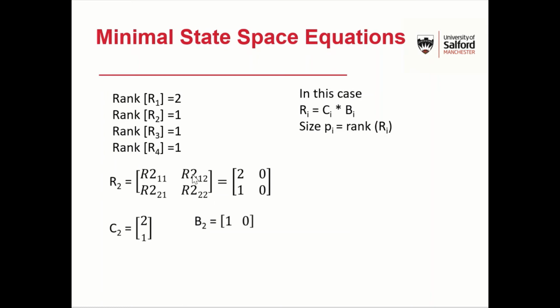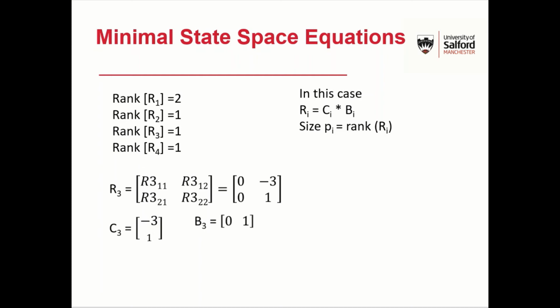Similarly, when we come to this one now, this is R2. This time it's only going to be a scalar, because this has only got rank one, this is only size one this way, and this is only size one this way. So we now need something, a 2 by 1 by 1 by 2, which gives this. So I've put 1, 0 in there, and then that'll become 2, 1. So that times that gives you that, and that gives you C2 and B2.